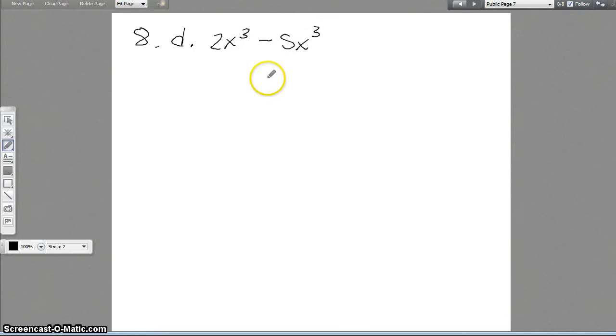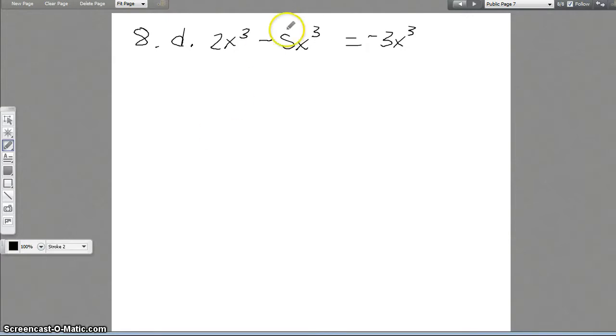Now you could just look straight at this and say, oh, both of these terms involve x cubed, so they are the same kind of term. We started with 2 of them and then we got rid of 5. So we must have -3 of these x cubed things. But the way that they ask for you to solve the problem is to factor out the greatest common factor of the terms.